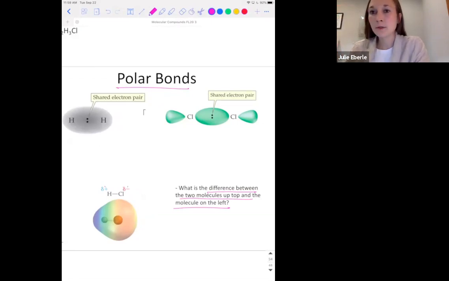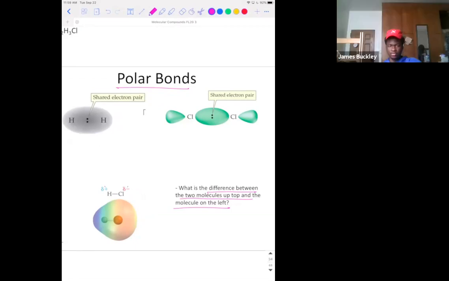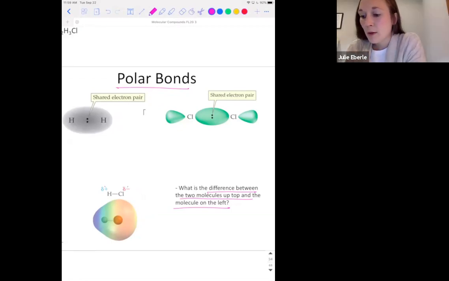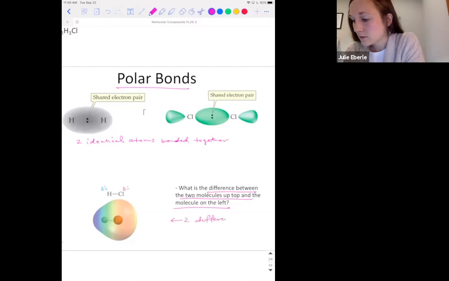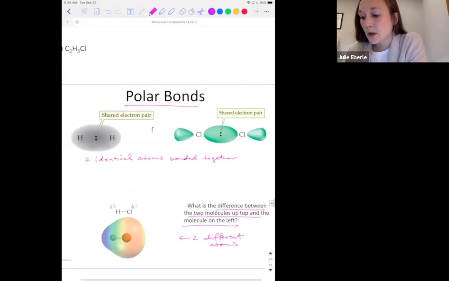What do you notice? The ones up top are the same, and the ones down low are different. Yes. So up here, the two molecules on top, they're both two identical atoms bonded together. All right. That's the similarity between these two molecules. Down below, we have two different atoms bonded together, okay? This one is two different atoms.